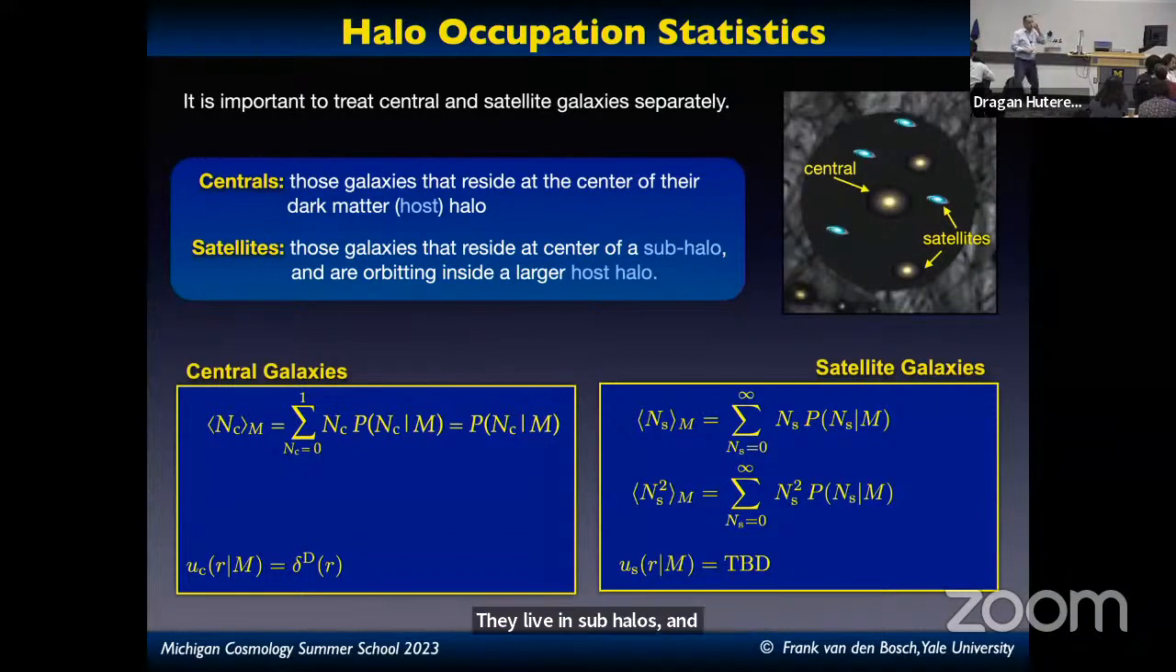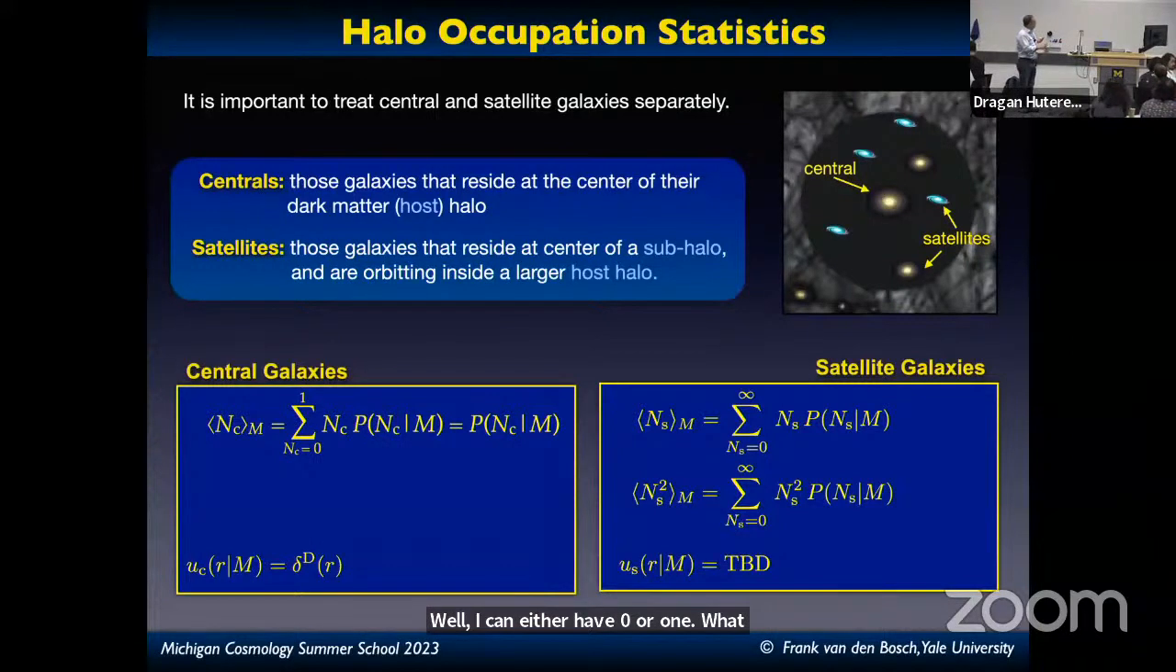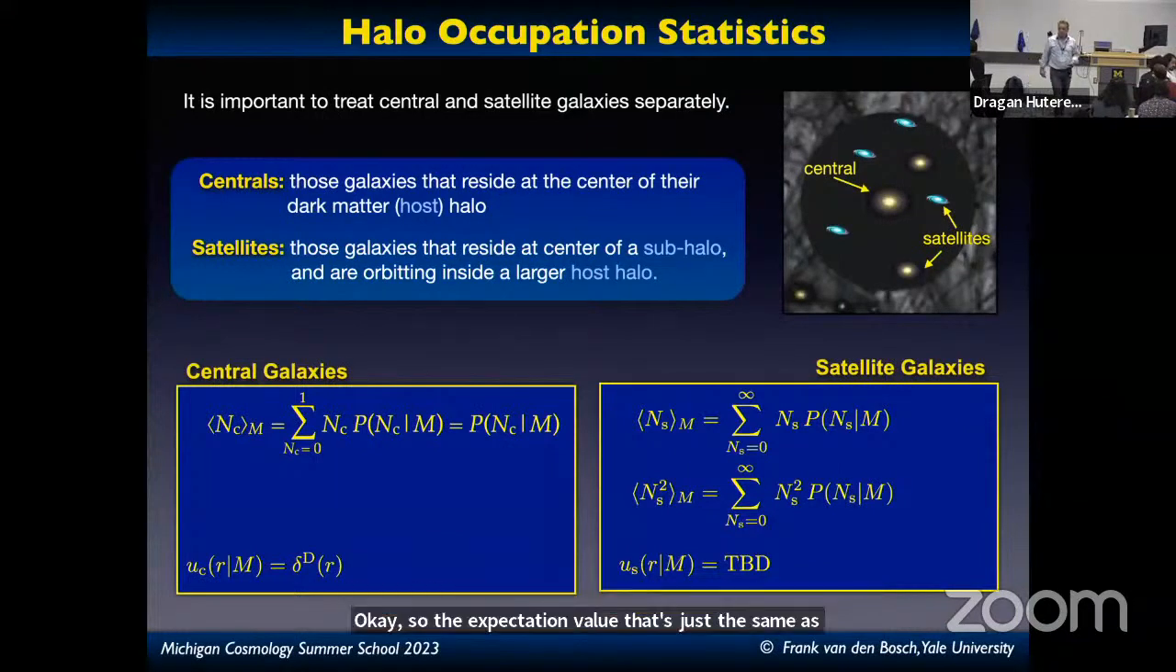So if I want to quantify the halo occupation statistics, I need to first know how many central galaxies I have on average in a halo of mass m. Well, I can either have 0 or 1, not more. So the average should be summing over the probability function to have n centrals in a given halo mass. That can only be 0 or 1. So the expectation value is just the same as this probability function. So I need to specify what is the probability that a halo of mass m has n centrals. We'll specify that later on. And we need to know how they are distributed in the halo. Well, that's simple. They're all at the center. So that's a delta function at the center.